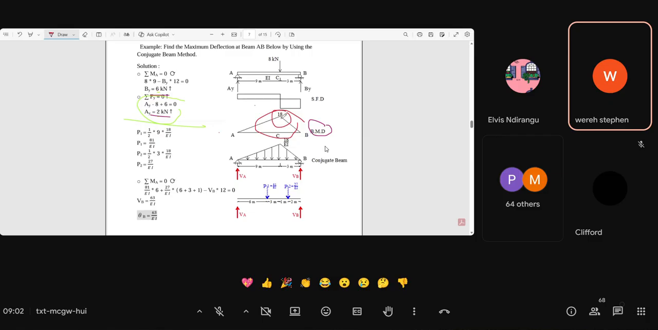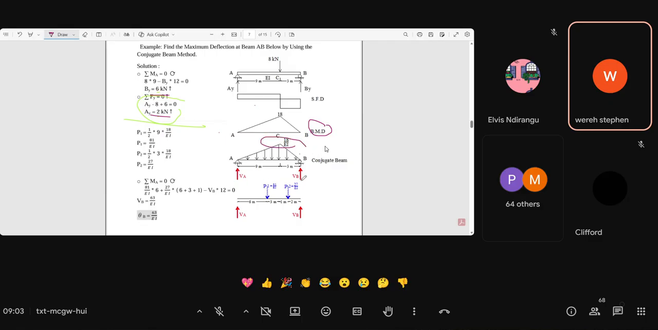Then now we can divide that moment by EI. Then now you can use that one as the loading on the conjugate beam. That's what they have done here. We have divided this 18 by EI and used it to load the conjugate beam. You see now, once you have this, it becomes easier.